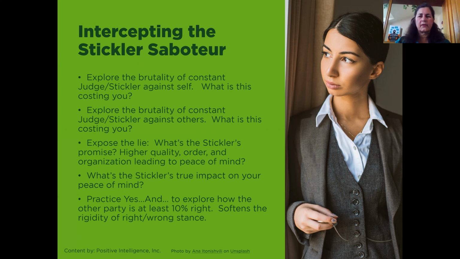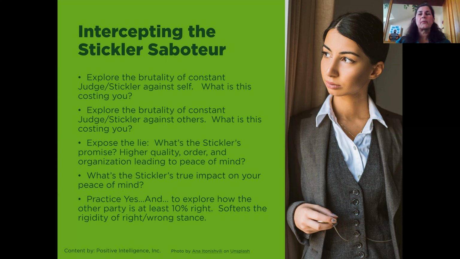So what is this costing you? So these are some things to think about. The lie. What is the stickler's promise? What is the paradox? That higher quality, order, and organization actually leads to peace of mind. But the interesting thing is that people who have the stickler saboteur probably have the lowest level of peace of mind of many of the other 9 saboteurs.